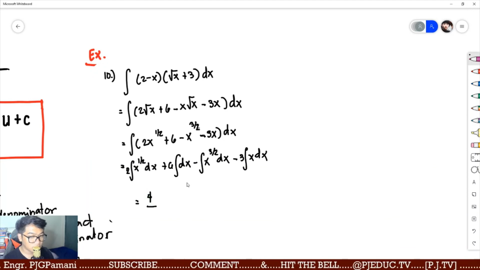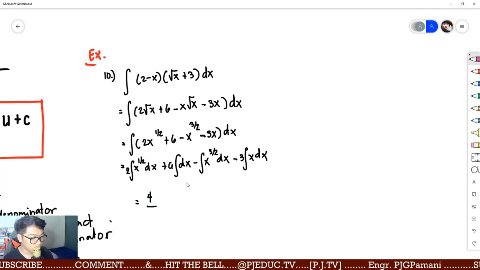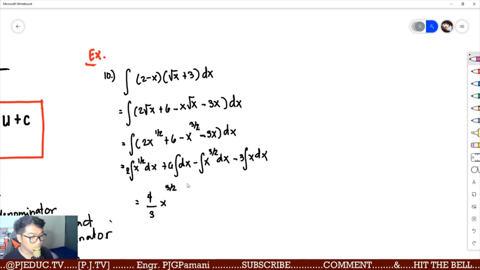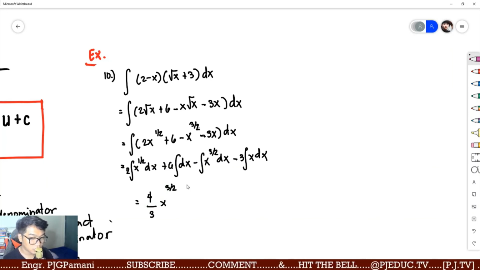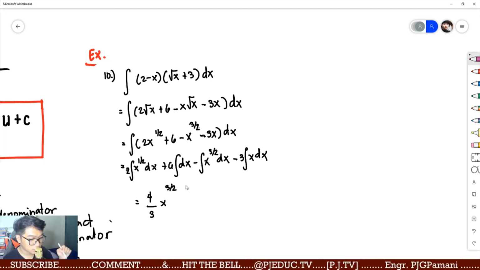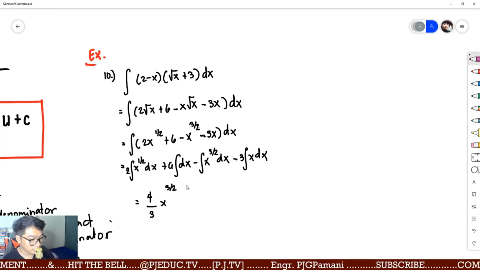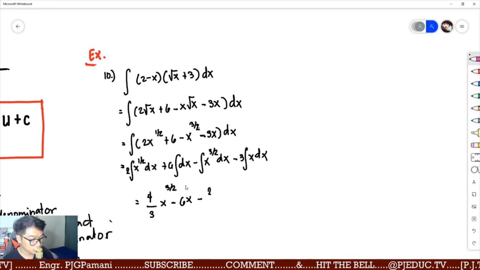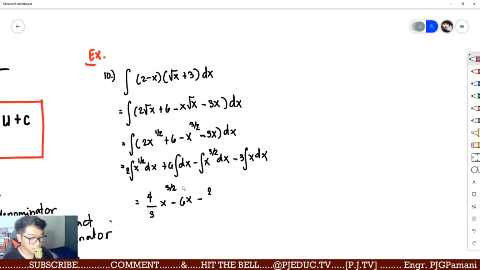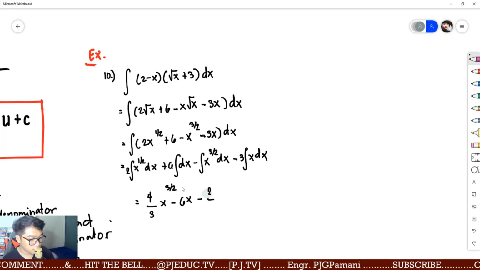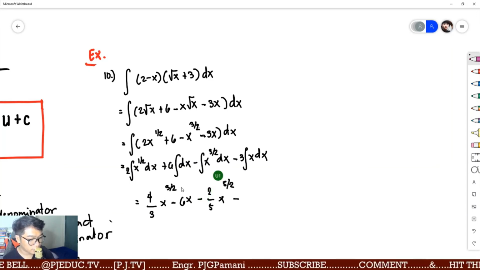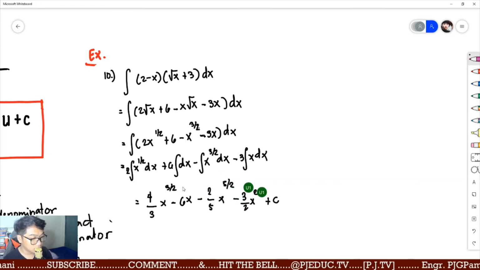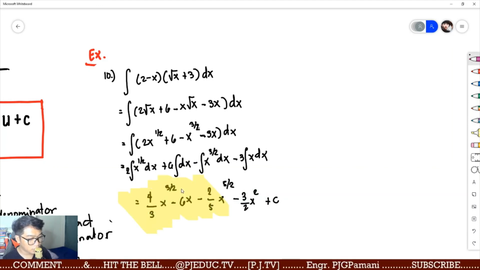1/2 plus 1 is 3/2, times 2 is 4/3 x raised to 3/2. Tama ba? 2, 4, 6x minus 2/5, 3/2 plus 1 is 5/2, so 2/5 x raised to 5/2 minus 3/2 x squared plus c. This will be now our final answer.